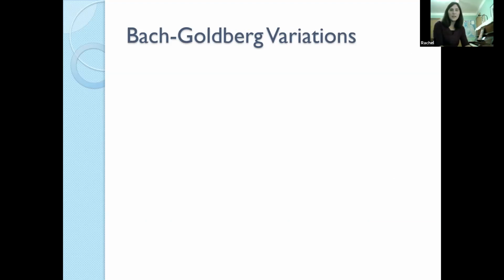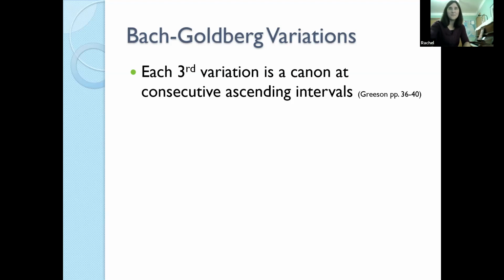Okay, so in your reading, you read about Bach's Goldberg Variations and the importance of canons and the role that canons play within Bach's variations. Each third variation is a canon at consecutive ascending intervals. So he's talking about harmonic interval here, right? Each third variation out of, I'm trying to remember how many there are, there's at least 27, maybe more, is going to be a canon at consecutive ascending intervals.